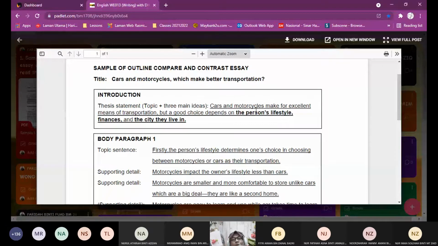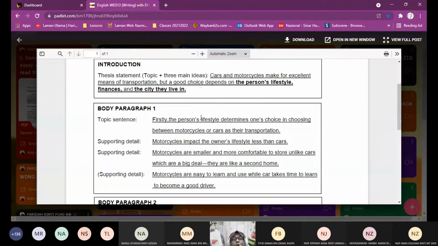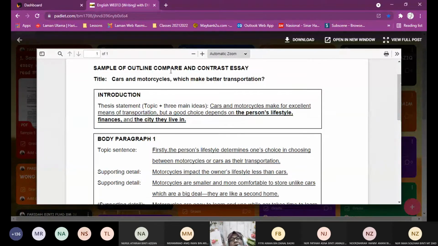Okay, so this is opinion. It depends on the writer whether you want to write more about cars or more about motorcycles. But at some point the comparison should be there. Compare is the similarities, contrast would be the differences. So you can talk about a few things about the similarities of those two things, or the differences between those two things, A and B. It is up to you.